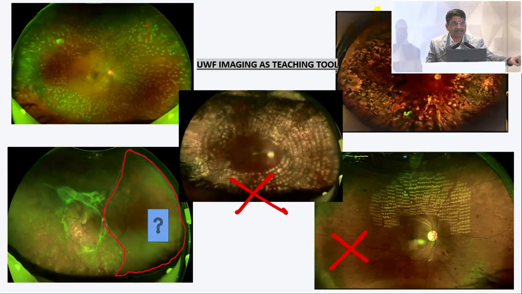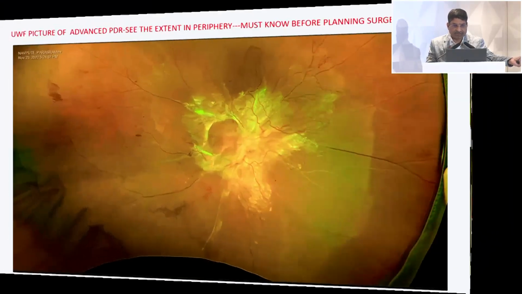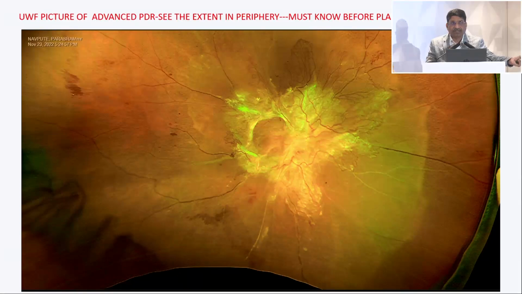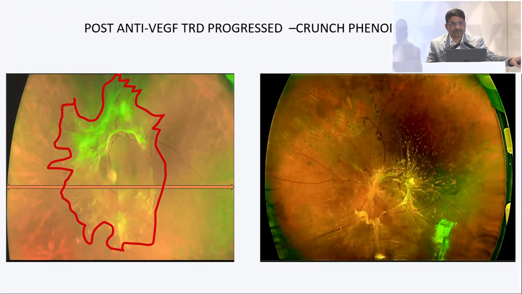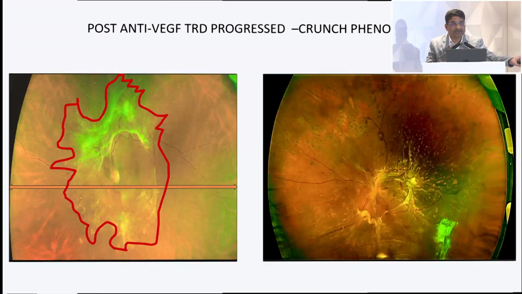Same thing in teaching, like in a fellowship program, we teach what is the right laser, what is the wrong laser, or treatments that are being done wrong. This can be shown to the students. And in advanced diabetic eye disease, you should know what the starting point is and how much dissection will be required in those cases. Because of this, we also know when anti-VEGF intravitreal injections were wrongly given and the crunch phenomenon has occurred. Before that, you should have documentation.